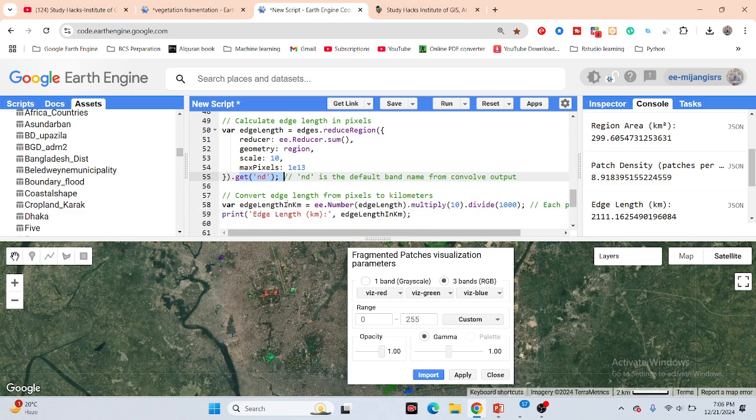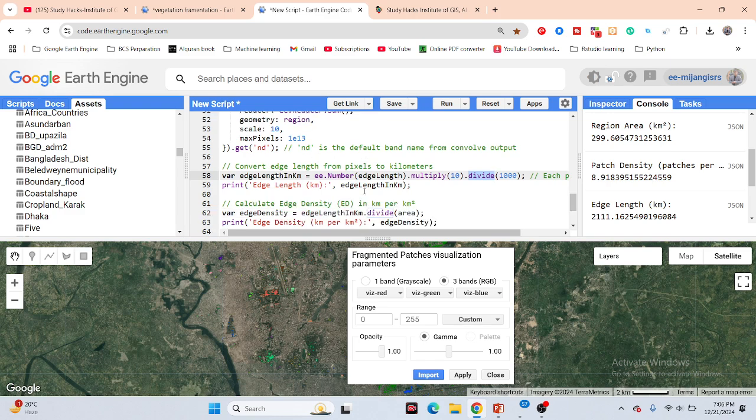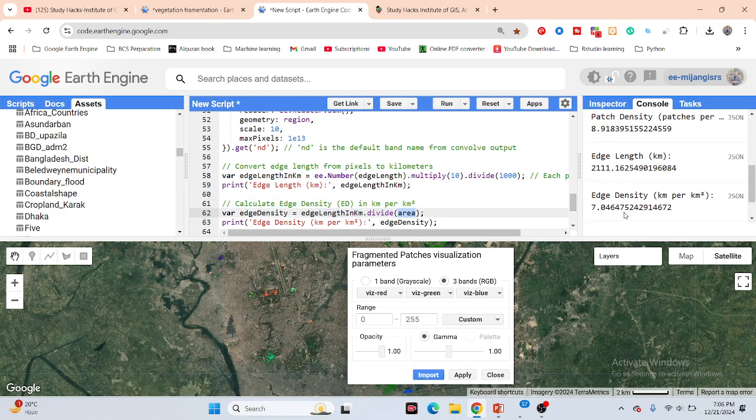And further we convert the edge length from pixels to kilometers. Because it is in pixels, we convert this into kilometers. Using this code, we multiply by 10, because 10 is your pixel size, and divide by this value. Then we can easily convert the edge length from pixels to kilometers and then calculate the edge density. For the edge density, we simply take the total edge length divided by the total area, and then we can find our edge density.